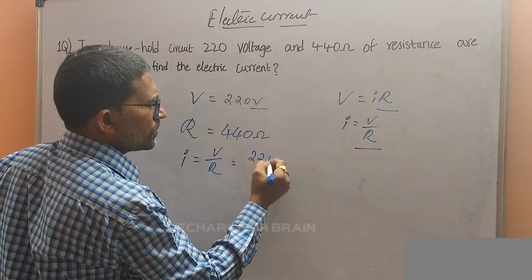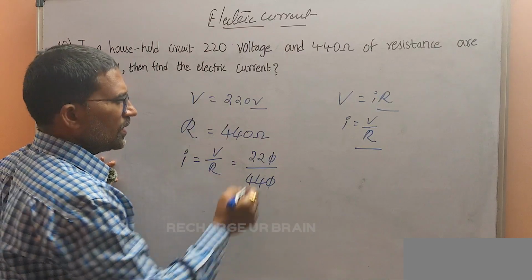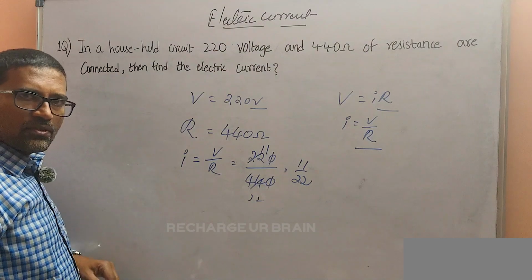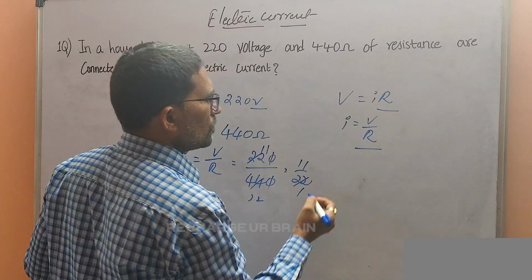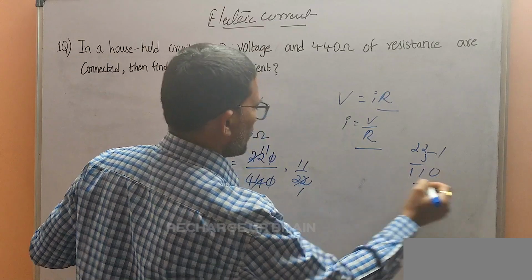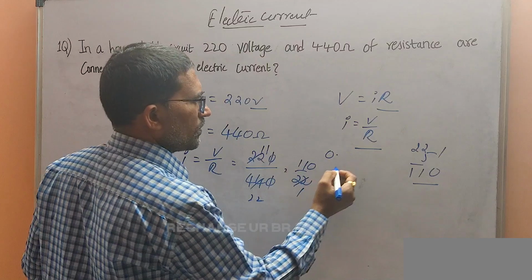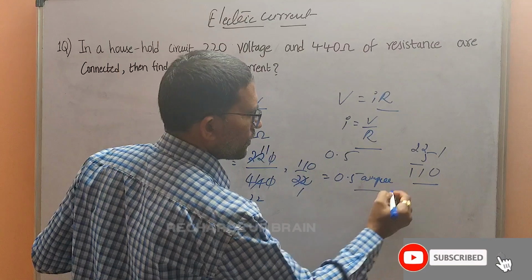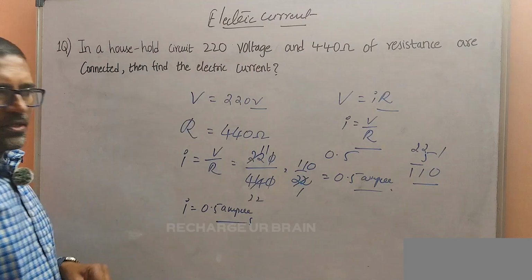I is equal to V by R. V is nothing but how much? 220 by 440. As usual, the zeros get cancelled. 1 1, 2 2, that is 11 by 22. Now if I do this, 22 into 5 is 110. Now you put 0 point, it will become 5. That is 0.5 ampere. I hope you understood. The amount of current I is equal to 0.5 ampere. I hope you all understood.